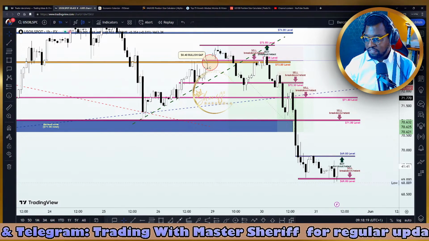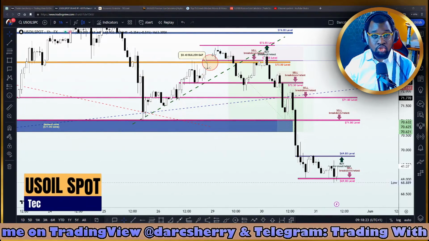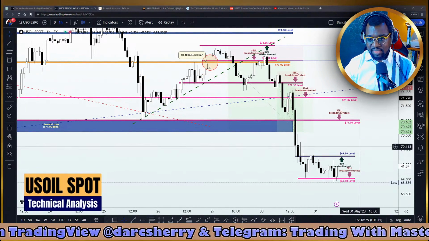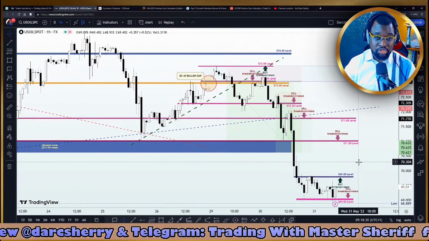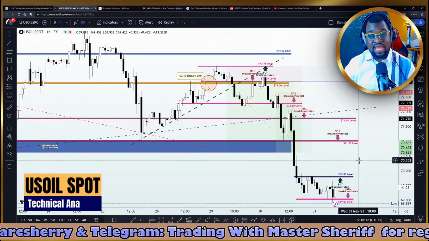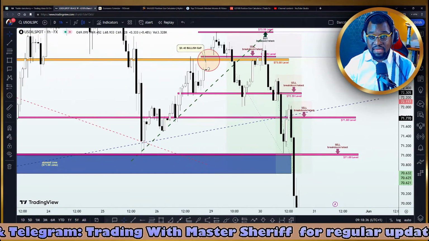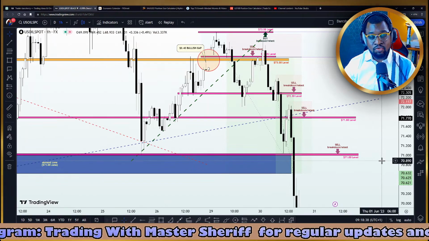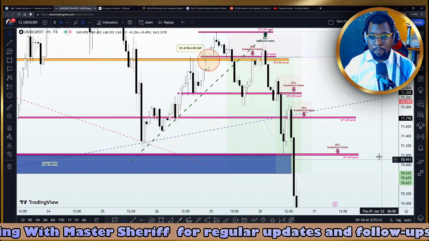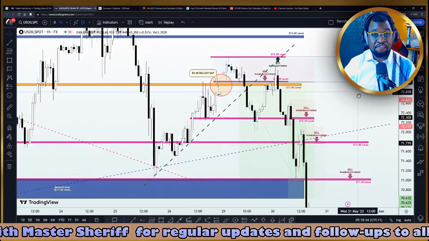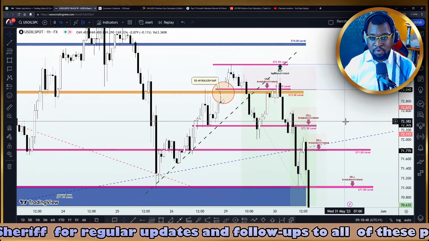So as usual, the first commodity we are going to be taking this morning is the US oil spot. And on the US oil spot, in fact, this is our most profitable trade so far this week, as we have been selling the US oil spot since the beginning of the week. So let's quickly run through what our expectations were and what we saw on this chart that informed us of the decision to sell the US oil spot.